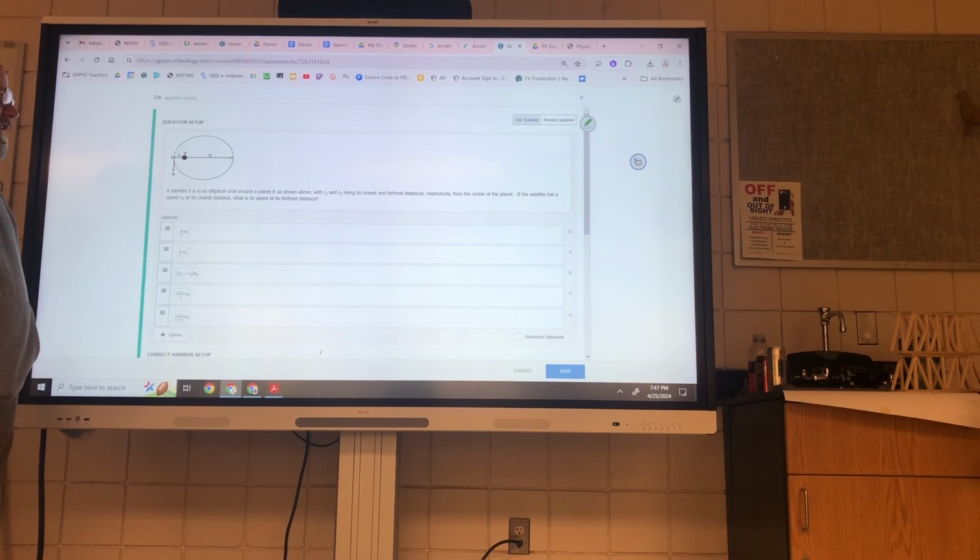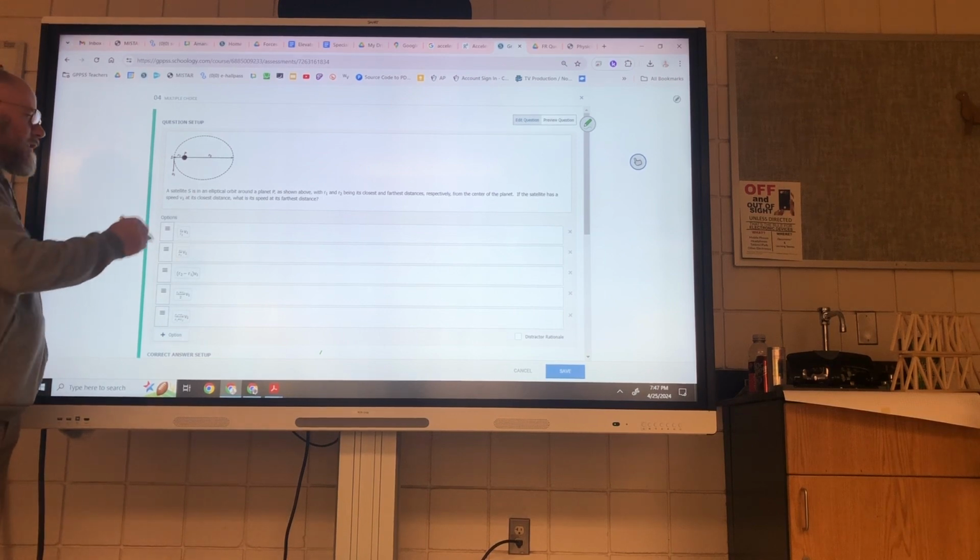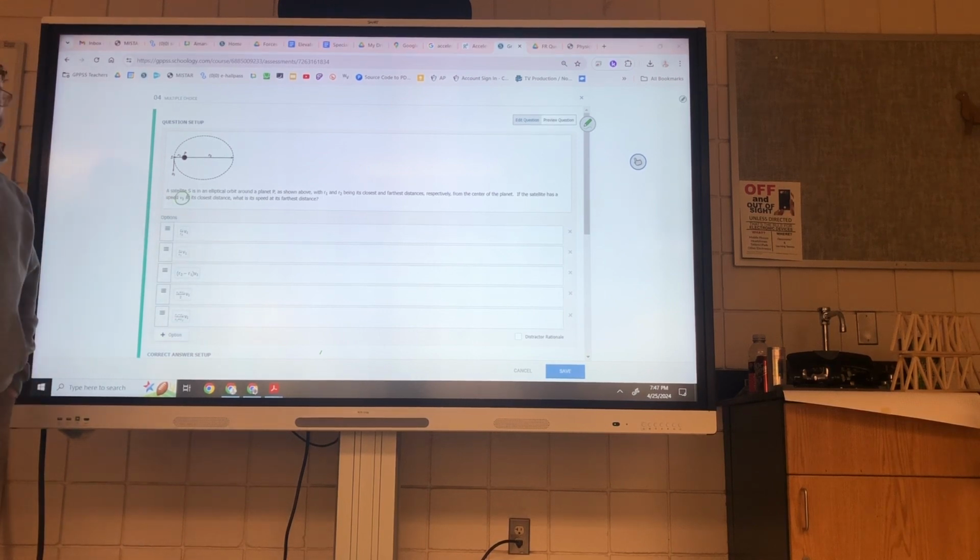S, is in an elliptical orbit around a planet P as shown, with radius R1 and R2 being its closest and farthest distance, respectively. If the satellite has a speed of V1 at its closest distance, what's the farthest distance? We literally just talked about this the other day. Yeah, you look at the diagram. Okay? What's that? The diagram. Oh, now I remember.